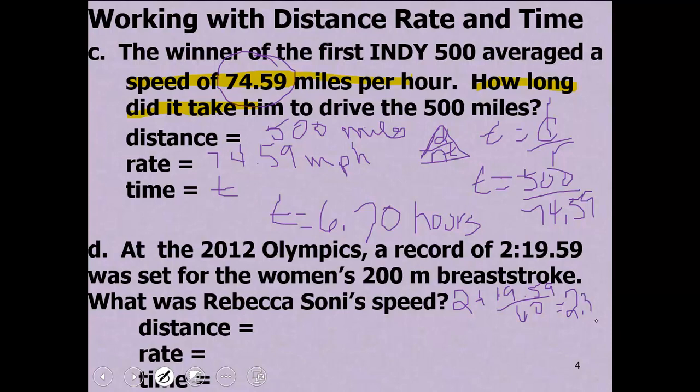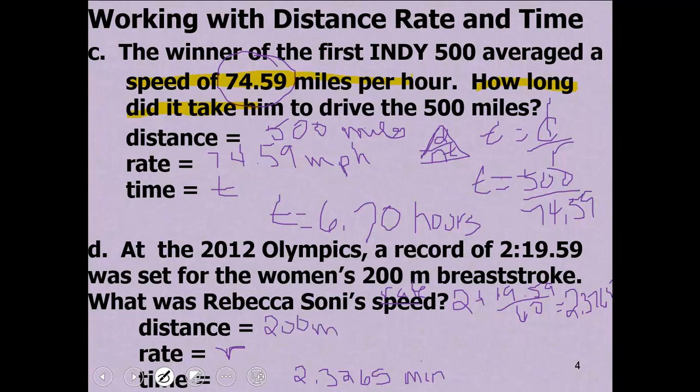2.3265. Okay, so that's my time. I'm going to write it over here. Time is 2.3265 minutes, okay? My rate, that's what I'm looking for. What is Rebecca Soni's speed? That's rate. Okay, so just let R stand for rate. And the distance, how far did she go? She went 200 meters.